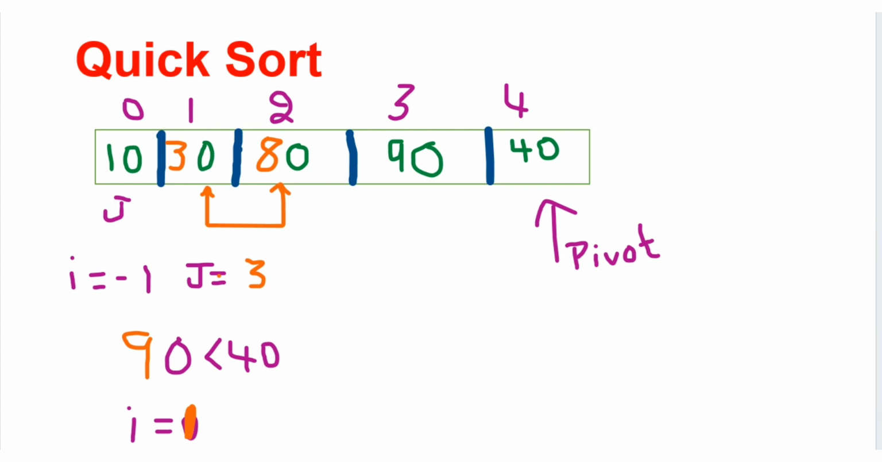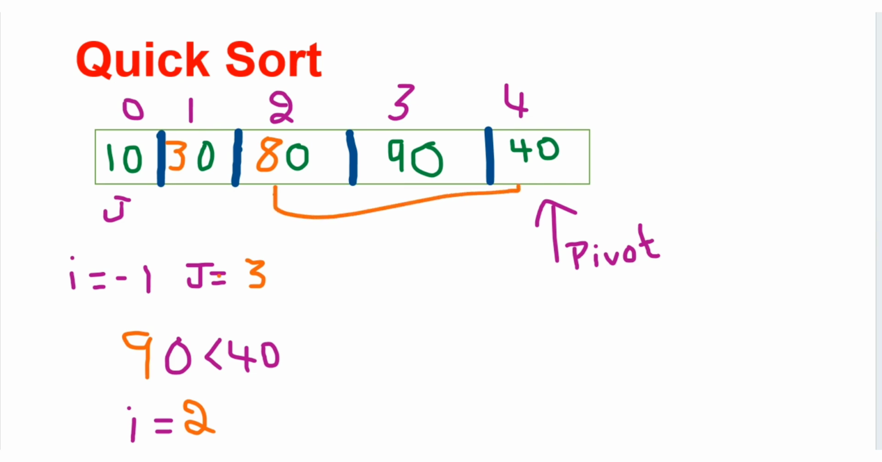j becomes 3. We need to compare 90 with 40. 90 is less than 40? No. 90 is greater than 40? Yes. We need to increment j. No swap needed in this case. Increment j to the next element. The next element is the pivot. Now j has traversed all the elements.